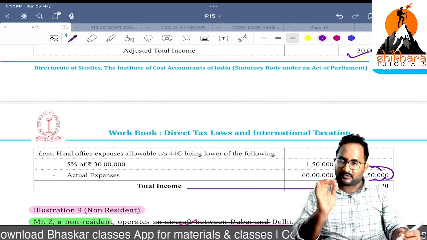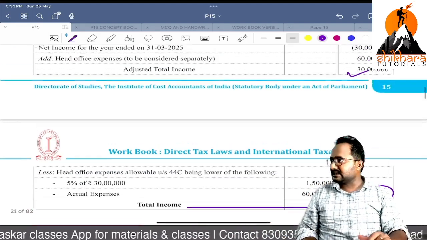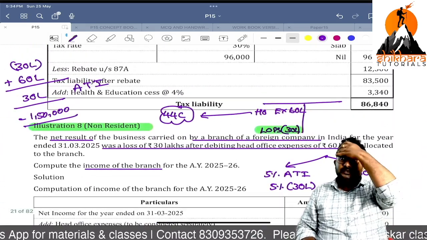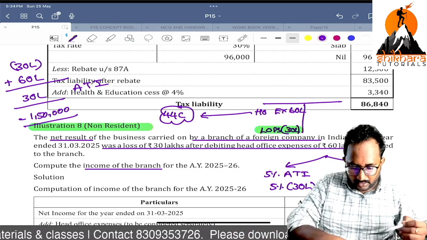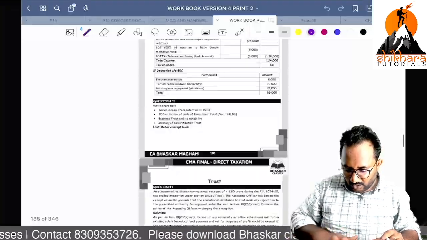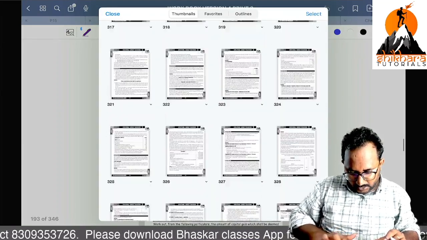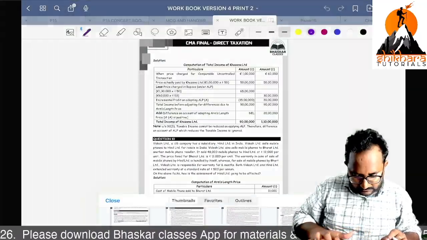We have the same question in our workbook also. I think you can see it in the first or second question, but the numbers are changed. Sir, this question has definitely been pending for the last 2 to 3 attempts. But remember, I will show you one workbook question. You have to solve that. Non-resident workbook, please open. If you have the workbook, please open the non-resident chapter. I will give you that question also.